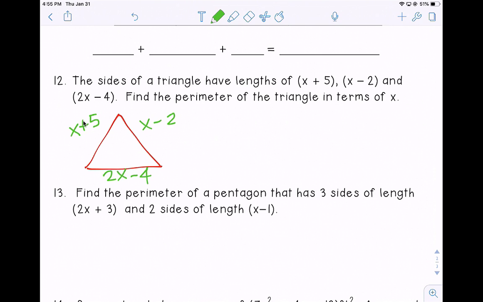So for me to add these 3 pieces together, I'm just essentially adding like terms. So some students might write this out. They would say P equals x plus 5 plus x minus 2 plus 2x minus 4. You can do that if you would like, and then you identify the like terms.